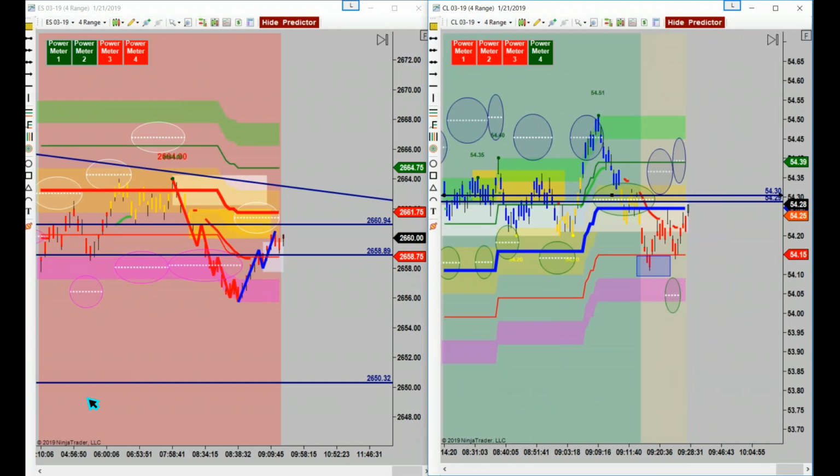Started to grab that at line 2. I was calling it out as it was happening too. I said that if it didn't break line 2, that you'd be getting a higher low.